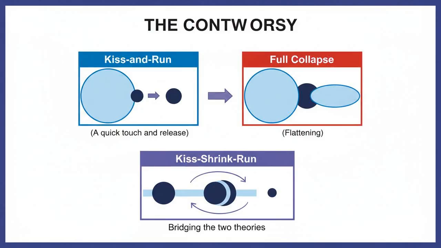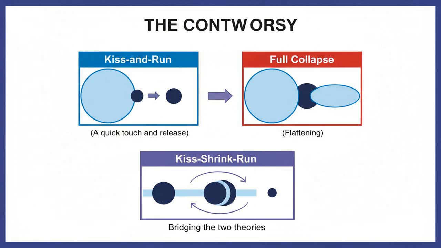Science is rarely a straight line, and Zap-and-Freeze landed right in the middle of one of neuroscience's most heated debates, the kiss-and-run versus full collapse controversy. For decades, a faction of neuroscientists argued that full fusion, where the vesicle flattens completely, was too slow and wasteful.